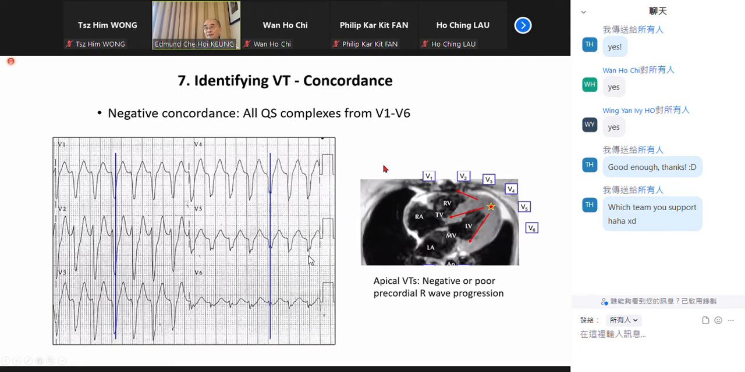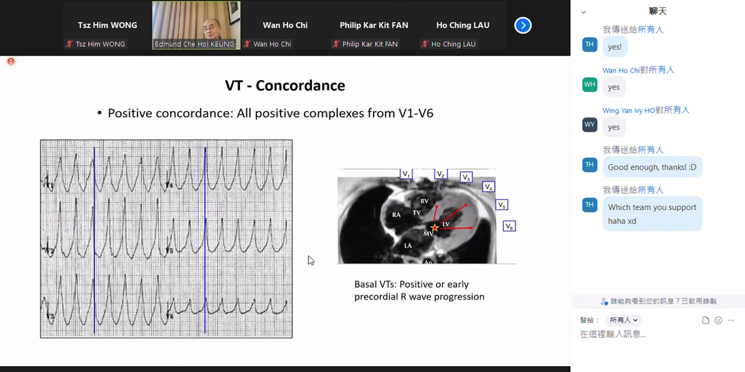Okay, so in V1 to V6, yes, it's VT, but it's a situation in which you have a VT beat coming from the apex and depolarizing the ventricle in this direction, so away from V1 to V6. It's not as obvious in V1, but when you see that, you can call it VT. The opposite is the same, okay? Positive concordance. So now this apex is the base. So the VT pacemaker focus is here, and if you're firing from top to bottom, it's all positive. So all positive. And we see that in V1 to V6, it is VT. Often you don't see it.